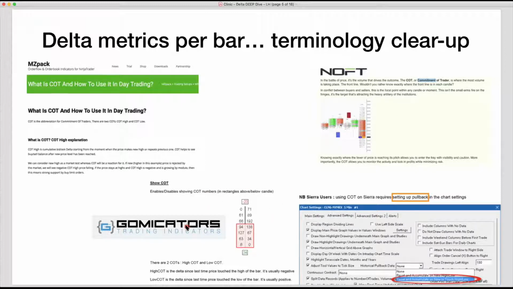Diving deeper into the Gomi user guide, they also make a note that if you're on Sierra Chart and you're going to use COT on Sierra Chart, you must set up pullback within the chart settings. So historical pullback data here. And pullback is probably the best way to explain this concept.